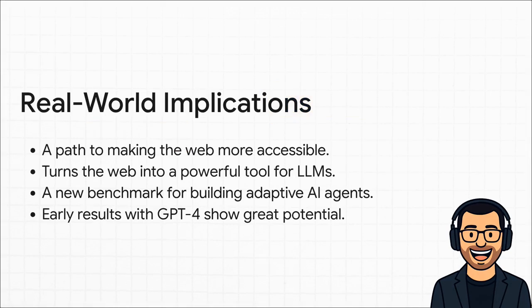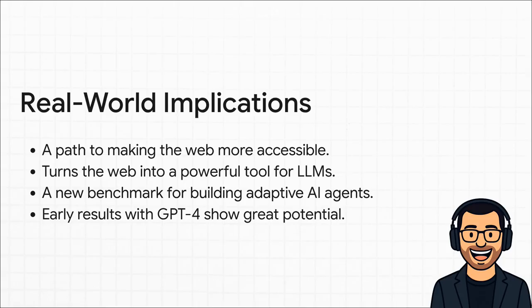The implications of this are huge. For users, this is a clear path toward making the web truly accessible for everyone. But for developers, this is where it gets really exciting. That 39% success rate isn't a failure. It's a baseline. It's the first real, measurable benchmark for how well an agent can generalize. It means we can finally start turning the web into a massive, interactive API for our LLMs.